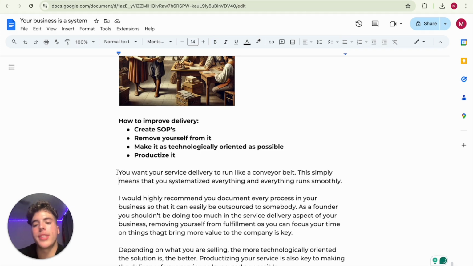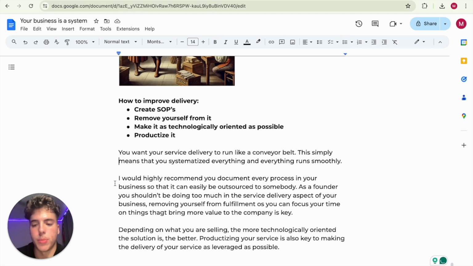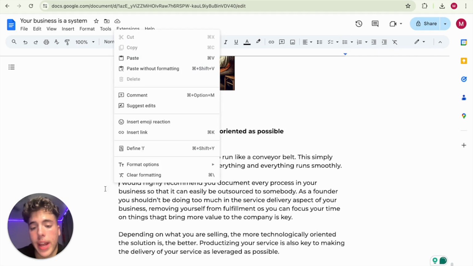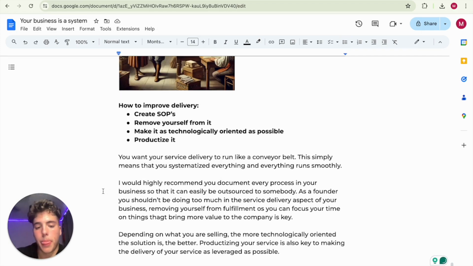This simply means that you systematize everything and everything runs smoothly. I would highly recommend you document every process in your business so that it can easily be outsourced to somebody. Okay. And as a founder, you shouldn't be doing too much in the service delivery aspect of your business. Maybe some consulting, maybe weekly calls every here and there, but onboarding and customer support and answering every customer's question, chill. You can do that here and there, but if you want to make the most amount of money possible, you need to focus on the things that drive your business forward and provide the most value to your business.